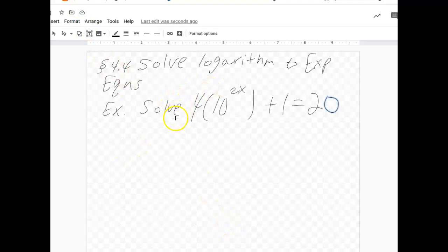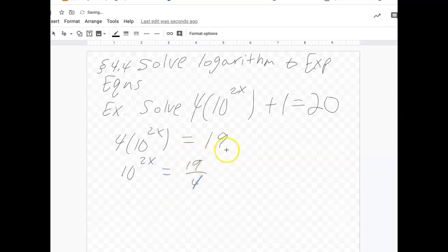Alright, now here we have an exponential equation. I know it's an exponential equation because the variable is in the exponent. Similarly to logarithmic equations, we want to isolate 10 to the 2x. So I'll subtract 1 from both sides and divide by 4. I'll have 4 times 10 to the 2x equals 20 minus 1, 19. Then divide both sides by 4: 19 over 4. I don't care if it's a fraction, I would prefer to keep it as the fraction.